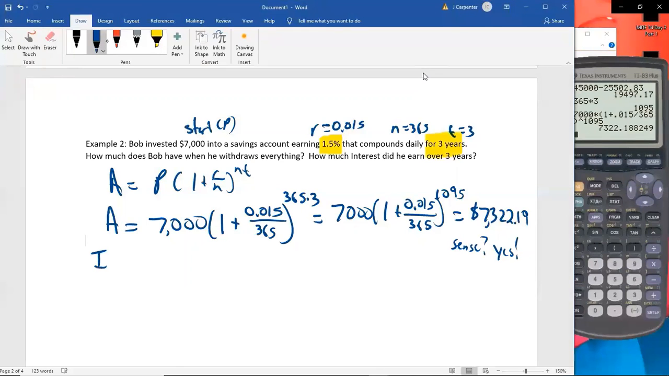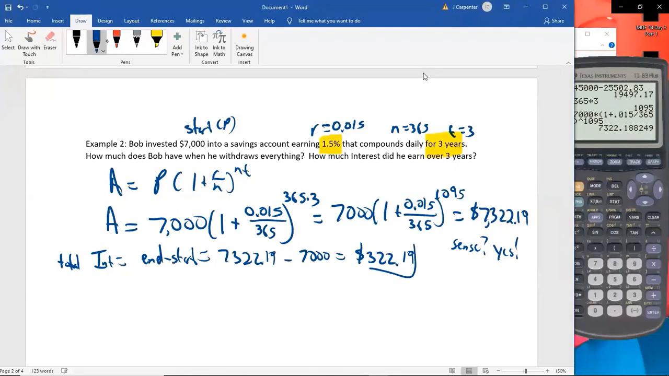Then the interest, the total interest, that is to say, is the end minus the start, which would be the 7,322.19 minus the 7K, which I think is pretty obviously $322.19. So not nearly as much free money, but that's because Bob is at a lower rate and for a lower amount of time.